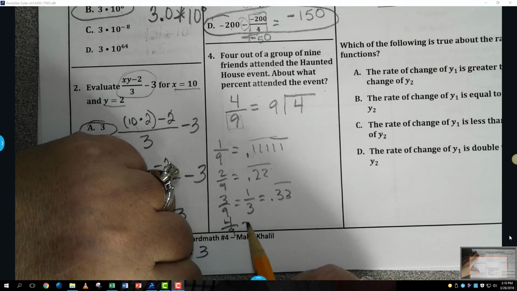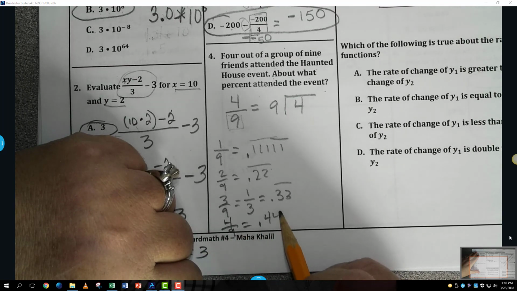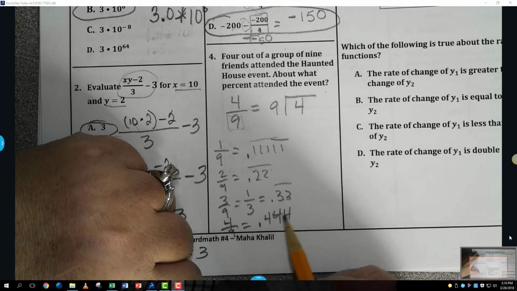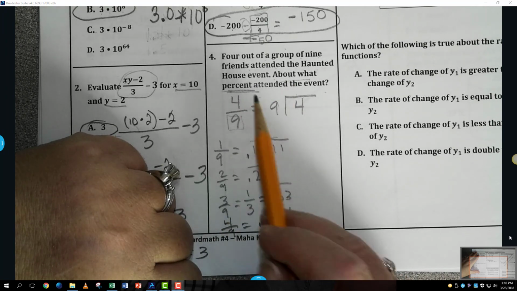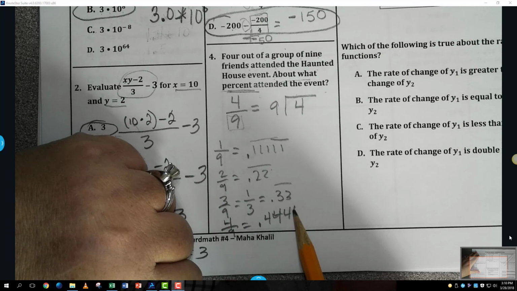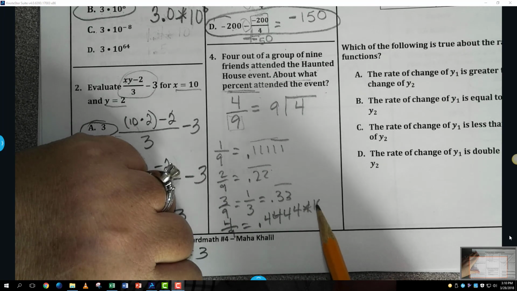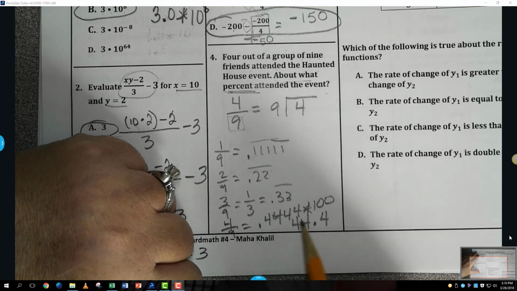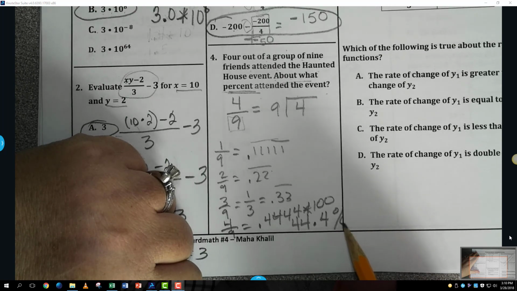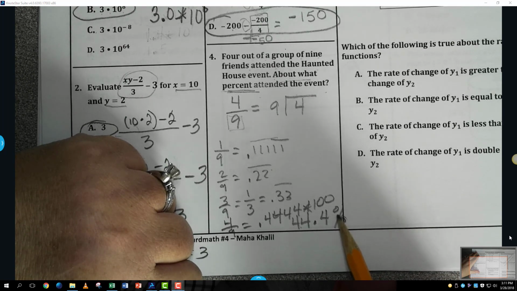4 over 9 is going to be 0.44444444 repeating. It says about what percent. To get a percent, you take the decimal and you multiply it by 100. So I would say this is approximately 44.4%.